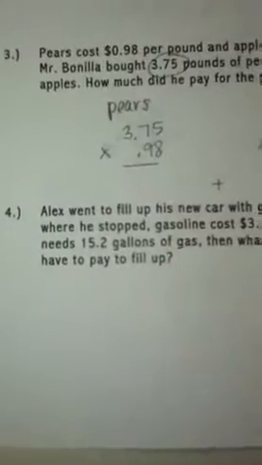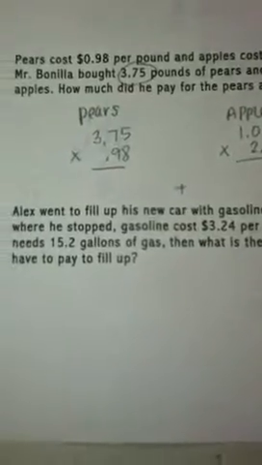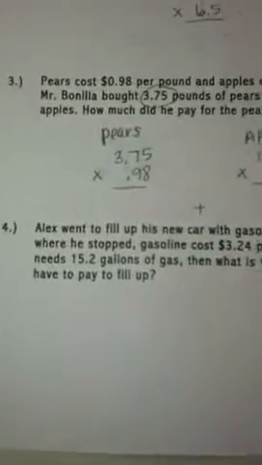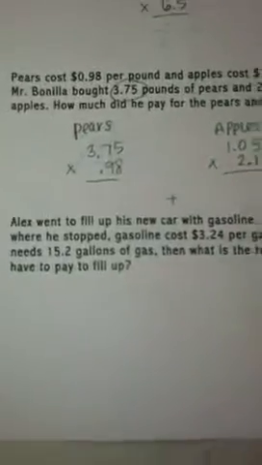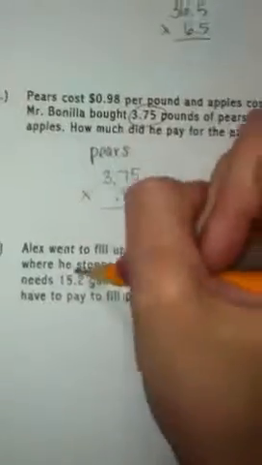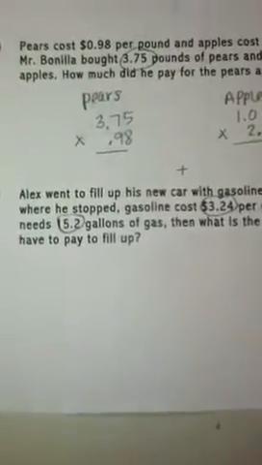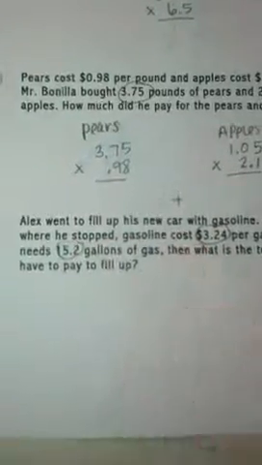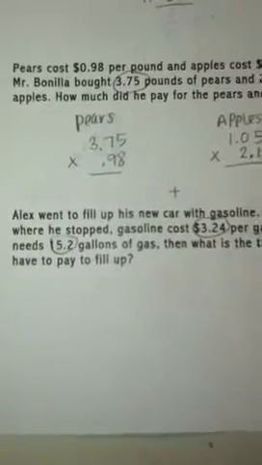And then the final problem says Alex went to fill up his new car with gasoline at the gas station where he stopped. Gasoline cost $3.24 per gallon. If his car needs 15 and 2/10 gallons of gas, then what is the total amount he will have to pay to fill up? Okay, so we've got our price per gallon. We know how many gallons of gasoline he needs in all. We're going to multiply those. Again, it doesn't matter which one you put on top because these both have 3 numbers. So you could do 3.24 times 15.2, or you could do 15.2 times $3.24.